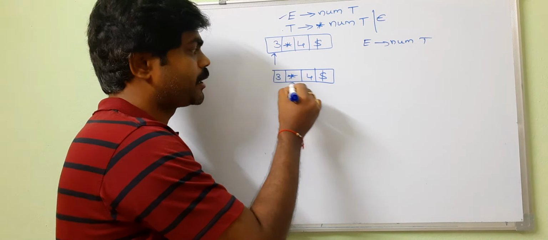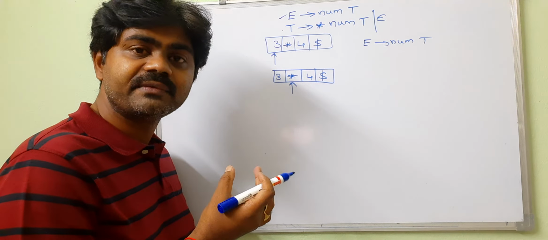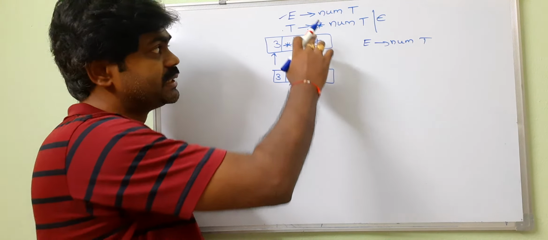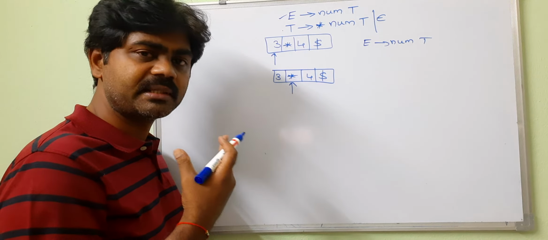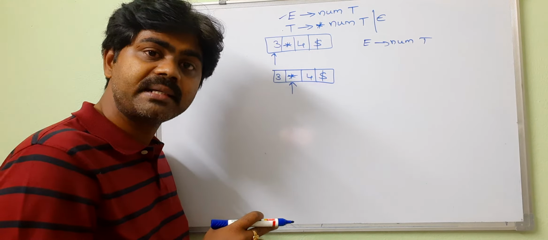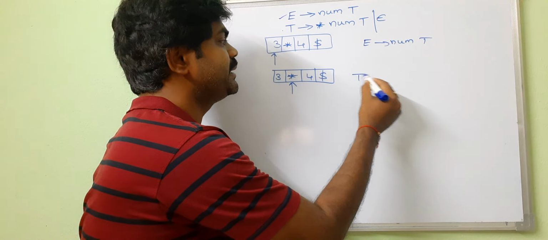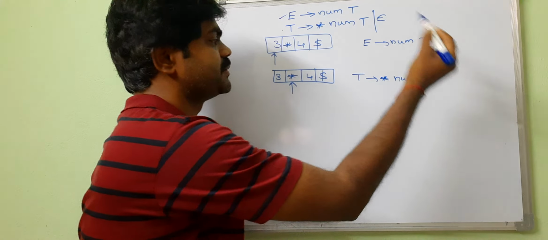So my look ahead pointer is at star. So what production is there starting with star? Okay. So we have the second production, T tends to star num T or epsilon. Leave out epsilon. So we have T tends to star num T.